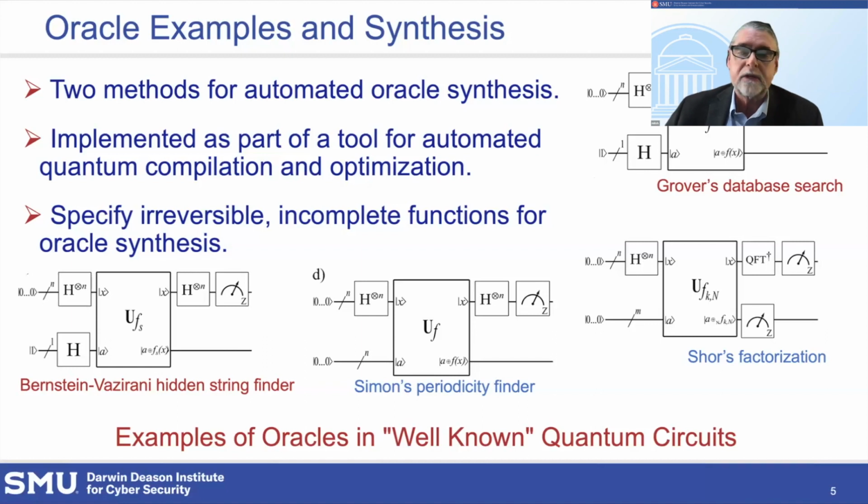I would also mention that many times a user may initially have a specification of these functions in an irreversible form, meaning it's not a bijection, and it may even be incompletely defined, meaning that there aren't domain and range pairs specified for all possible values. So our tool has to create these unitary transformations for which these functions are embedded.